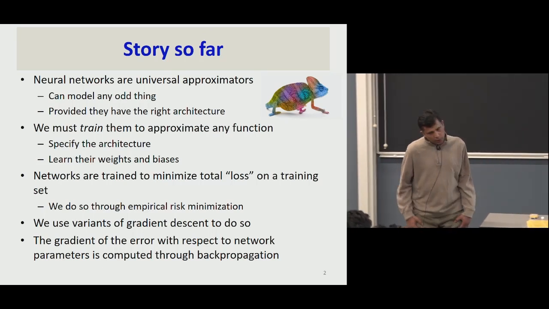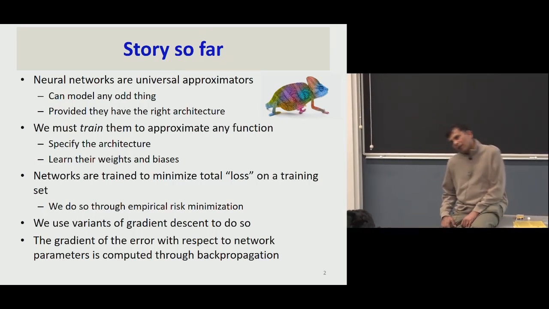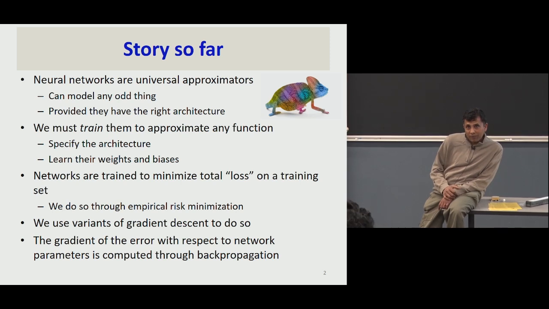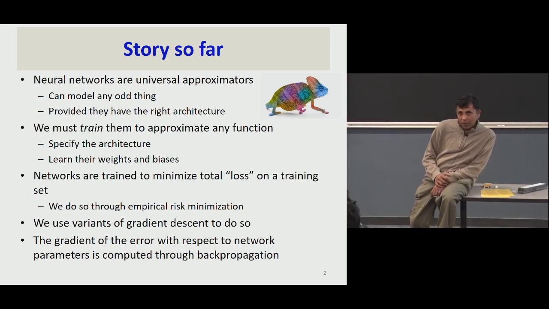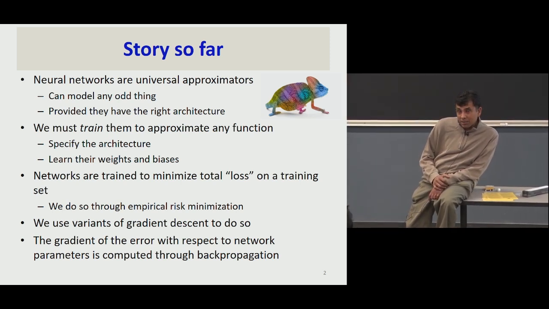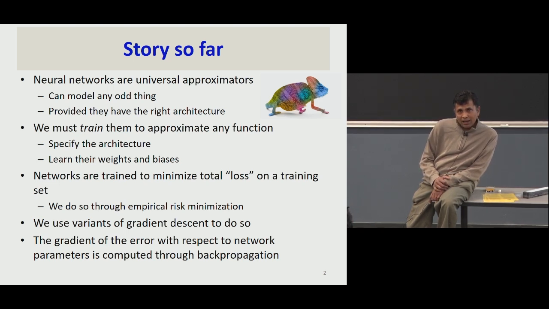We're going to continue where we left off in the last class. A quick recap of what we've done so far. We've known that neural networks are universal approximators, but we must train them to approximate any function. For this, we have to specify the architecture. We have to learn the weights and biases of all the neurons in the network such that it best represents the function that we want.